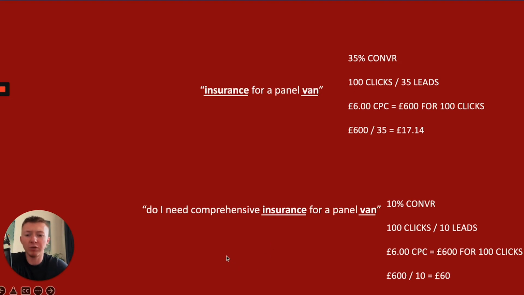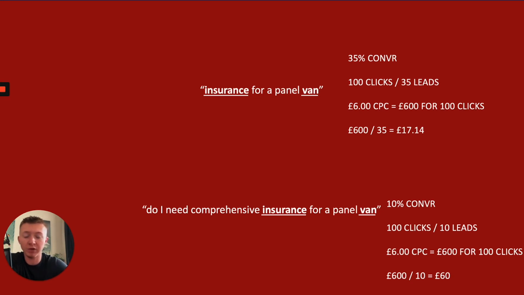Now, if we use the second example, which is, do I need comprehensive insurance for my panel van? These are research terms. These tend to be people that are researching, getting an idea. There isn't huge intent. They still potentially will convert, and they still do convert, but not at a higher percent, because typically they're looking for information, they're researching, and they're just using the internet to gather knowledge. So we typically see conversion rates around 10% for that, which means for 100 clicks, you're only getting 10 leads. So you're spending £600 for 100 clicks, and you're getting 10 leads out of that, which means you're spending £60 per lead.